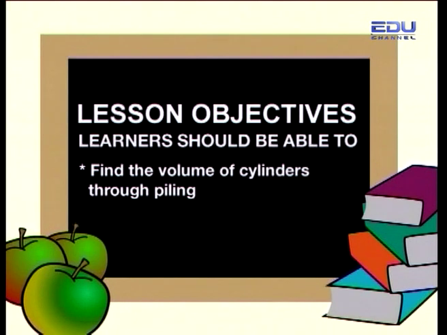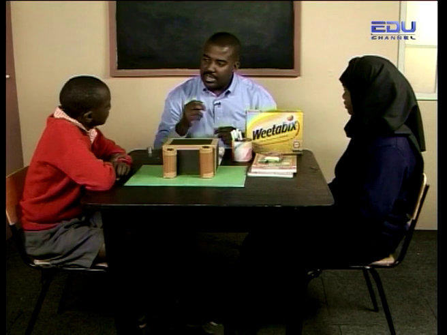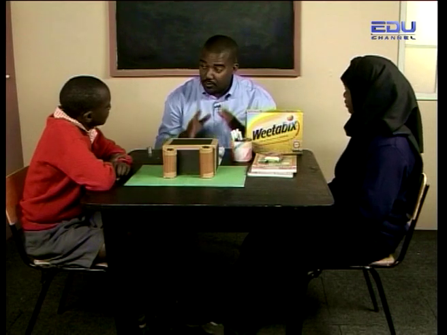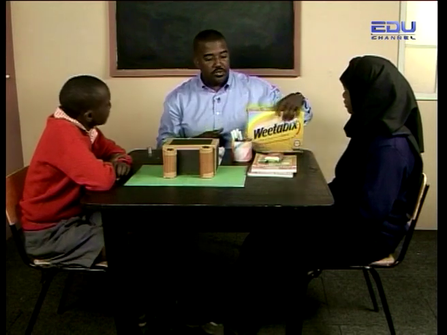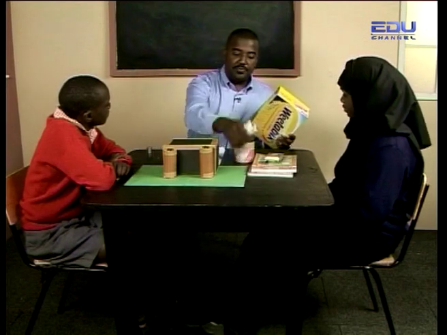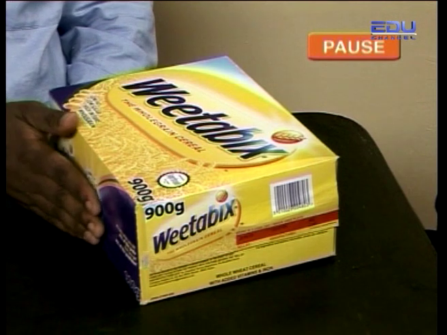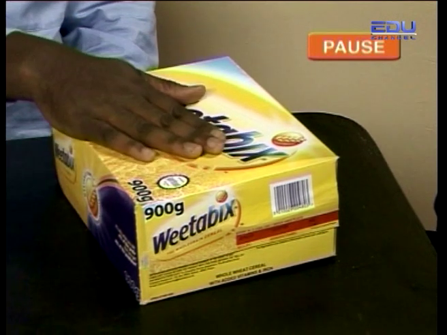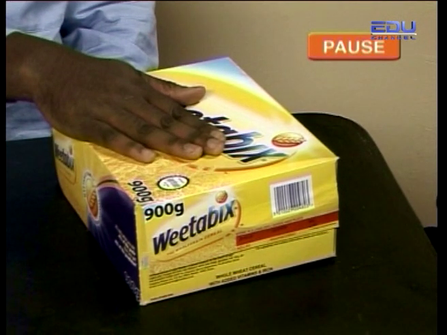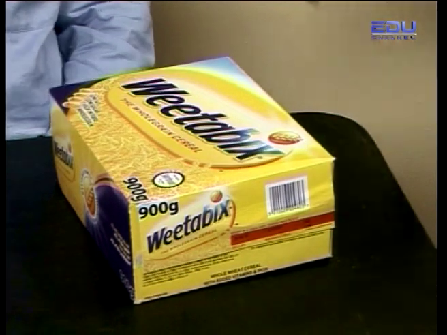By the end of the lesson, you should be able to find the volume of cylinders through piling. Before we look at the columns in your model, why don't we quickly go over what we learned about working out the volume of cuboids? We can use these shapes that I have here to help us. Can you tell me how many faces this cuboid has? The cuboid has 6 faces.